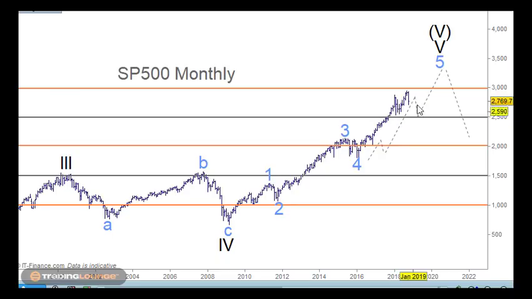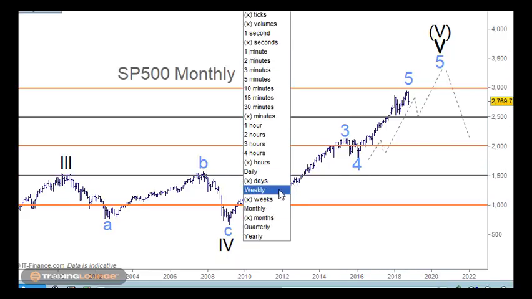We think that this move here is an expanded flat, with the top of wave 3 here, an A wave, a B wave and a C wave down here, and then wave 5 to the upside. It's possible that wave 5 can also be in here on this particular space, but we won't know that until we go to the weekly chart so we can talk about that a little bit further.